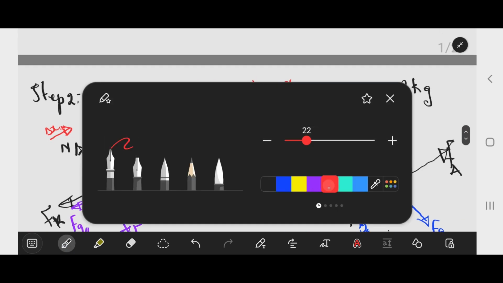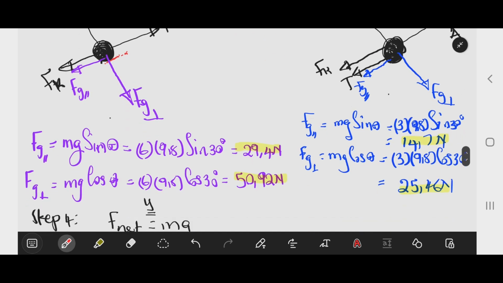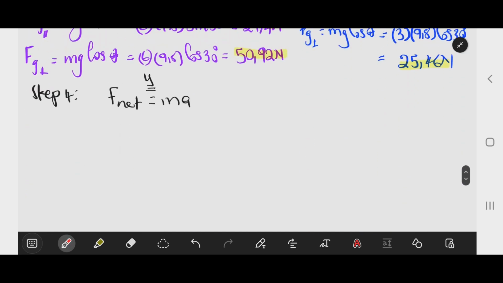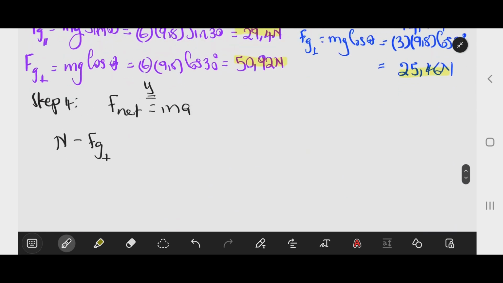Remember our system of axes that we always use. We say that is positive and that is negative, right? That is negative and that is positive. Normal force is acting in the positive direction, so that would be positive, and minus Fg perpendicular. Fg perpendicular is negative, right? That is equal to the mass, and mass is a scalar quantity. There's no need to include the direction.